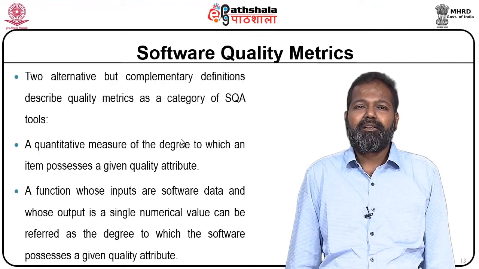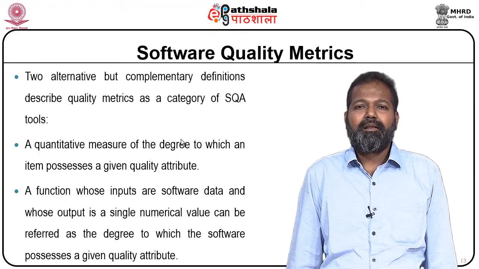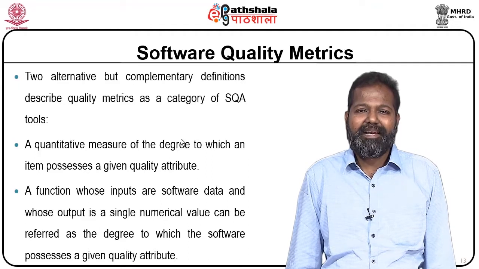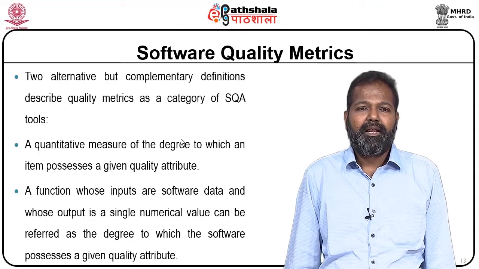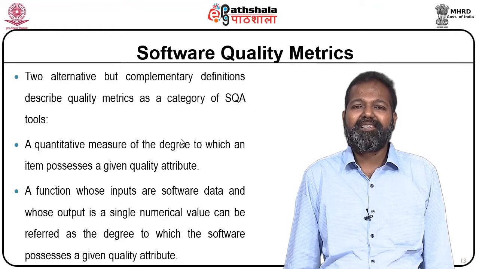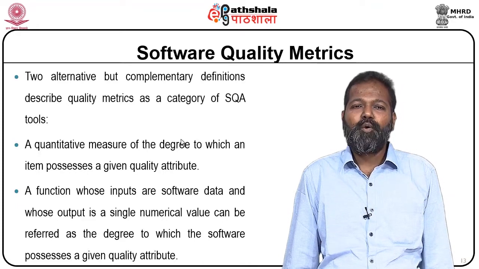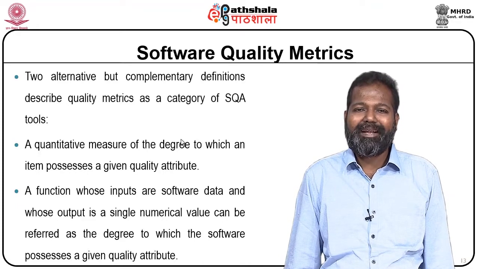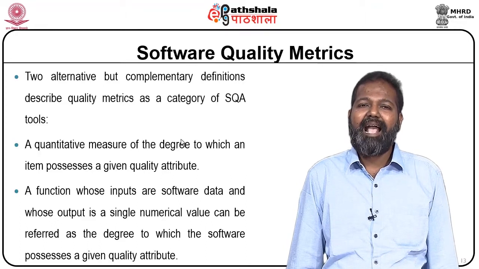Software quality metrics: two alternative but complementary definitions to describe a quality metric as a category of software quality assurance tools. A quantitative measure of the degree to which an item possesses a given quality attribute. A function whose inputs are software data and whose output is a single numerical value, which can be interpreted as the degree to which the software possesses a given quality attribute.